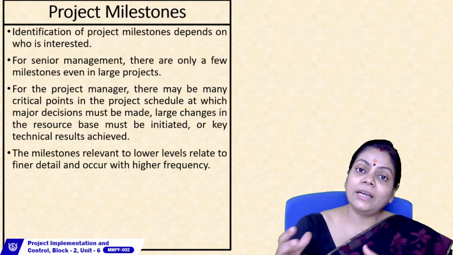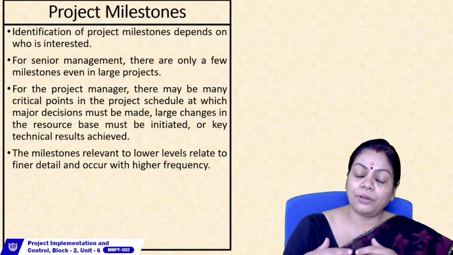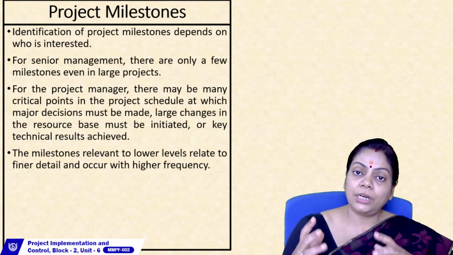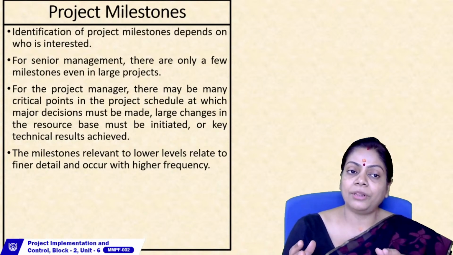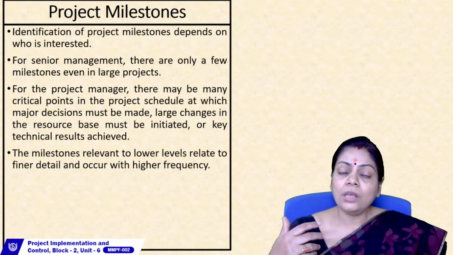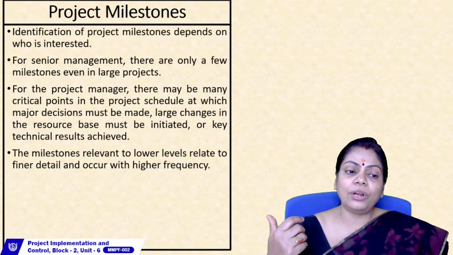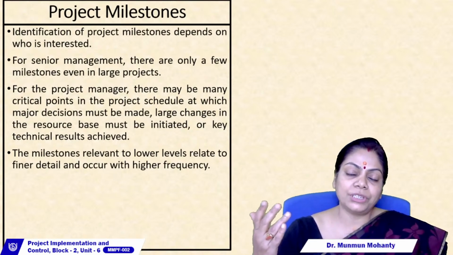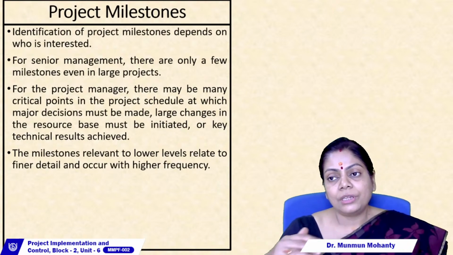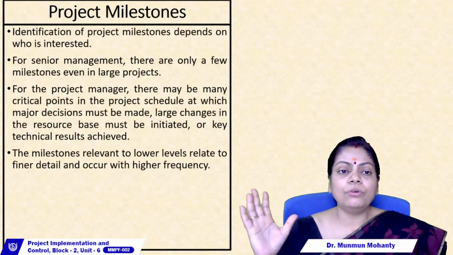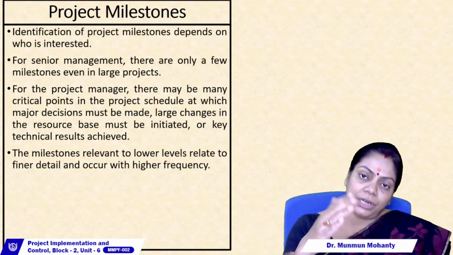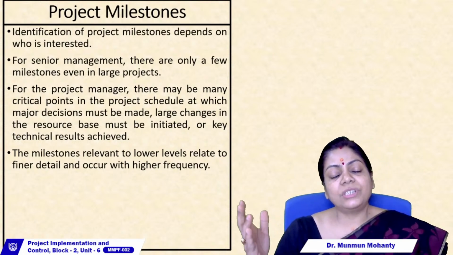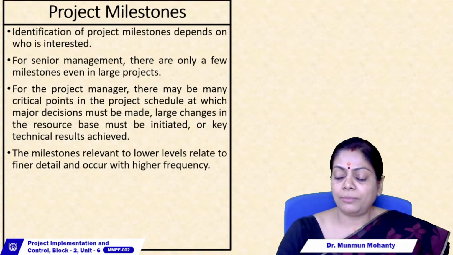If there is a need for a technical change, based on the technical results achieved, those have to be effected. So for the project manager, the critical milestones are going to be many, whereas the milestones relevant to the lower level are of finer detail and occur with the highest frequency. So for a low level manager, the milestones will be quite a few. For the project manager, the number is lesser. For the top level manager, the project milestones are still fewer and very few in number.